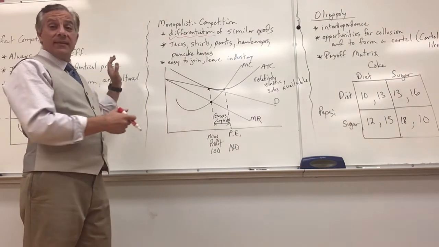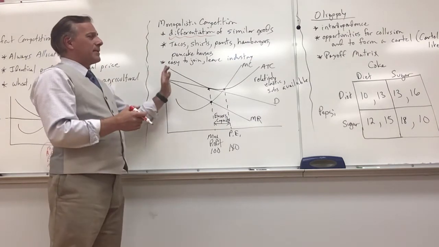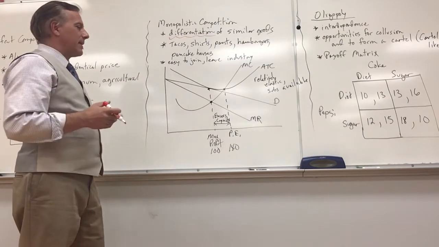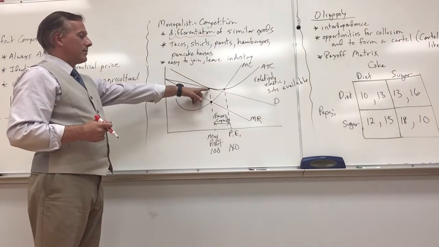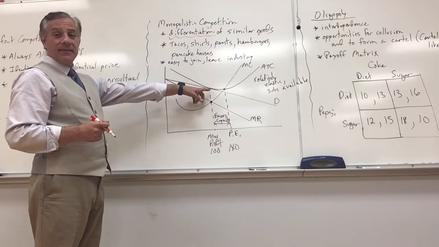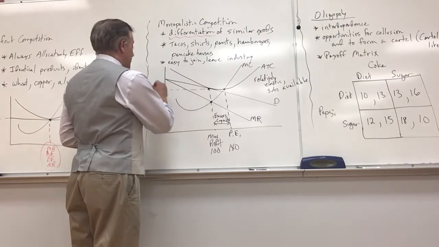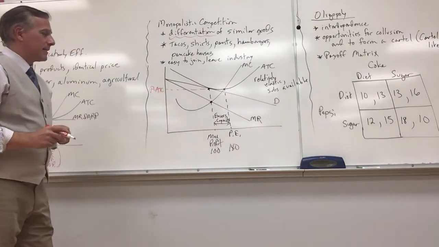Easy to join and easy to leave, like perfect competition. So monopolistic competition is actually most like perfect competition. It's not like monopoly as much. All right, and in the long run, we have this tangent here, so that's how you identify that this is long run. And that's going to be where price is going to equal average total cost. There's also a long run equilibrium here.